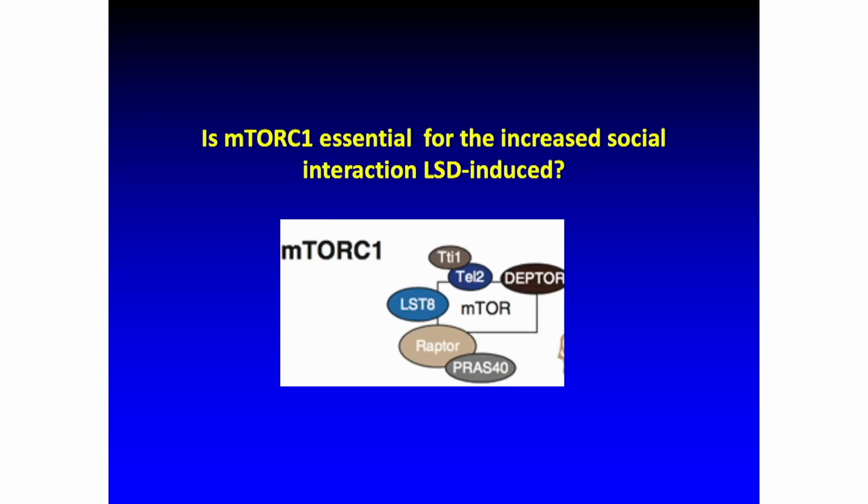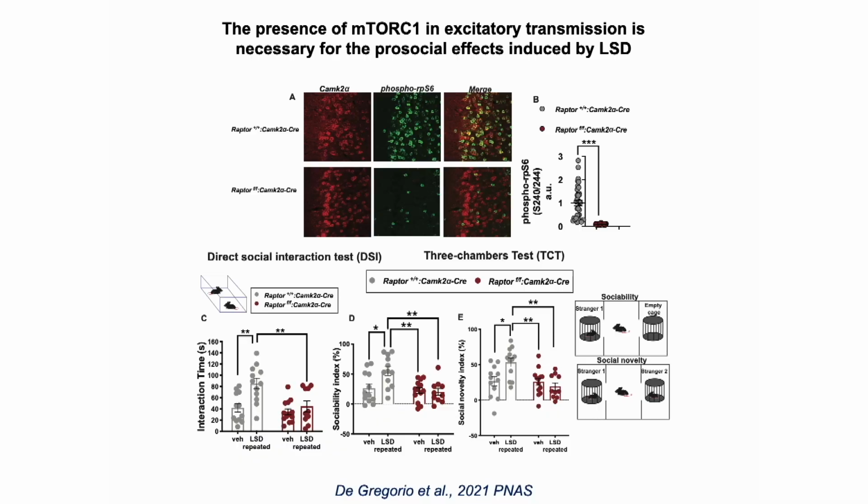So we generated a line of genetic mutant mice that were lacking a structural component of the mTOR, the raptor, selectively in the glutamatergic neurons in the medial prefrontal cortex. And basically, here in gray, you can see the wild-type animals, which means animals that did not undergo any genetic mutation, and the LSD was able to exert the prosocial effect. So the interaction time in their tiny little cage was higher.